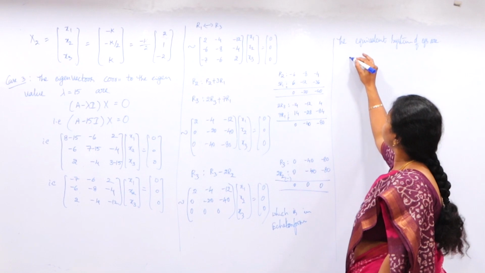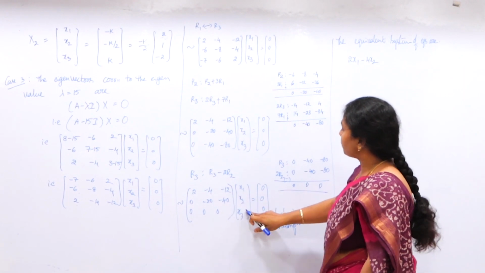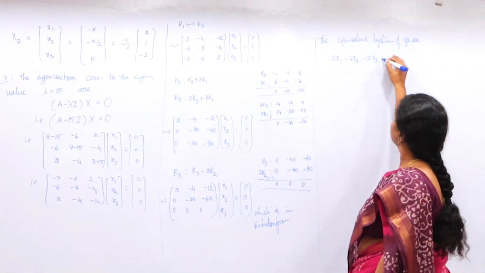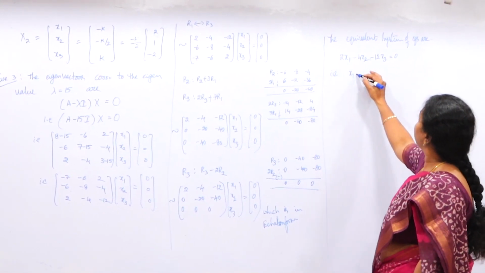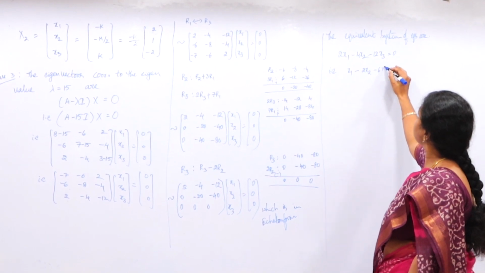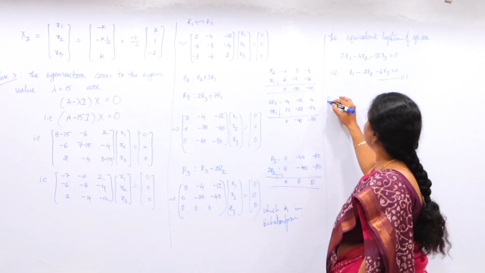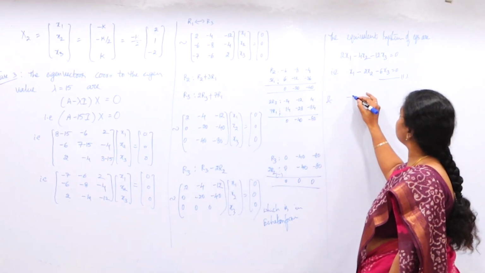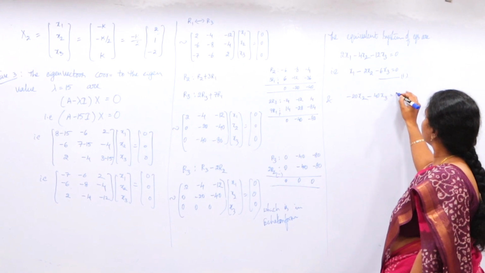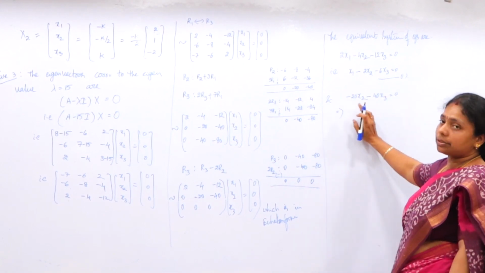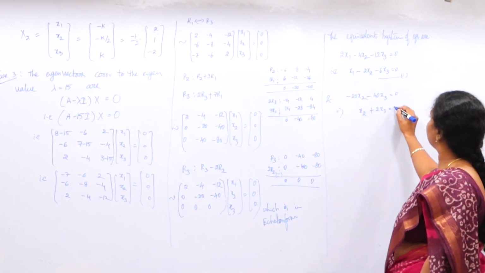2 into x1 minus 4 into x2 minus 12 into x3 equal to 0. Next, simplify this equation. So, 2 is the common factor. So, cancel 2. x1 minus 2x2 minus 6x3 equal to 0. This is first equation. Next, second equation, 0 into x1, next, minus 20 into x2, minus 40 into x3 equal to 0. Common number is minus 20. So, throughout, divide with minus 20. x2 plus 2x3 equal to 0.